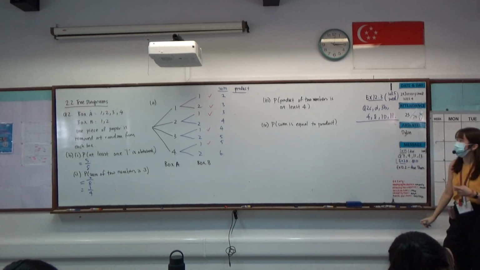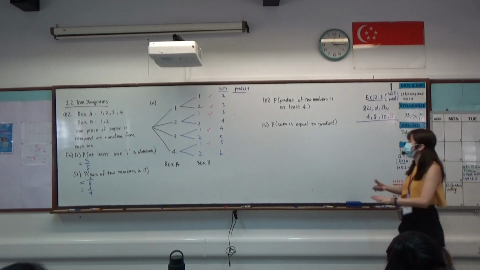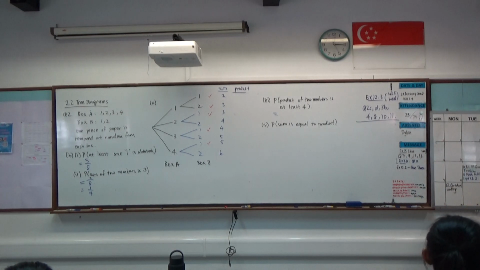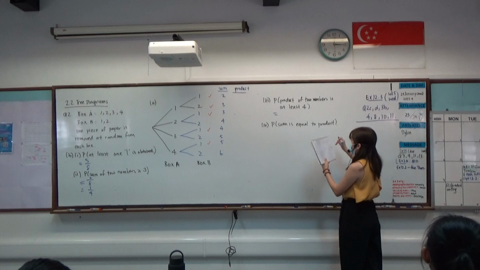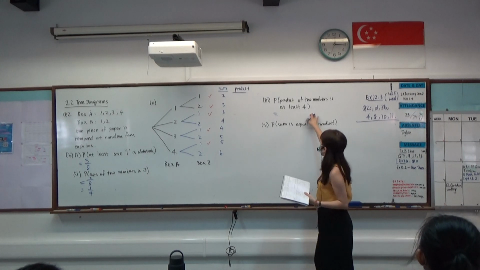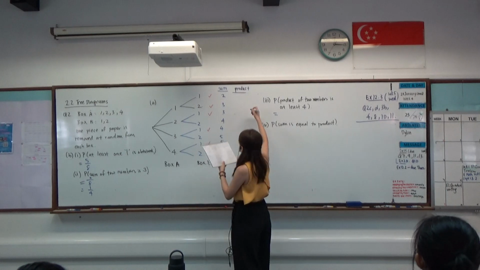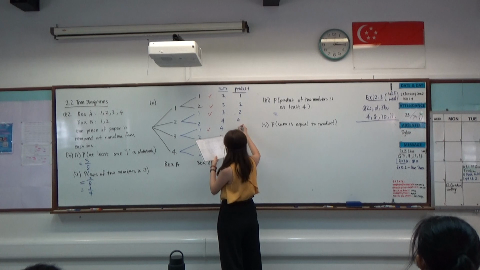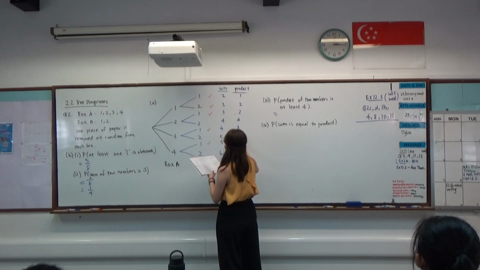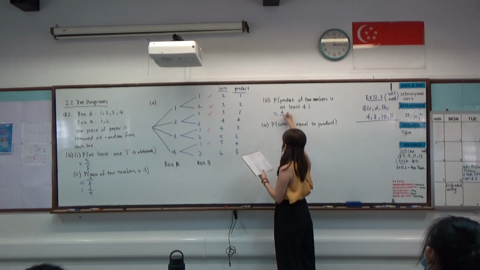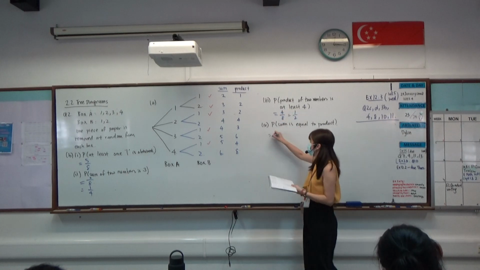Okay, so what's the probability for part 3, Kelly? Half. Okay, so let's see the answer. We want the product of the two numbers to be at least 4, so your products are 1, 2, 2, 4, 3, 6, 4, 8. If you look at that, you should get 4 over 8, which is equal to half.